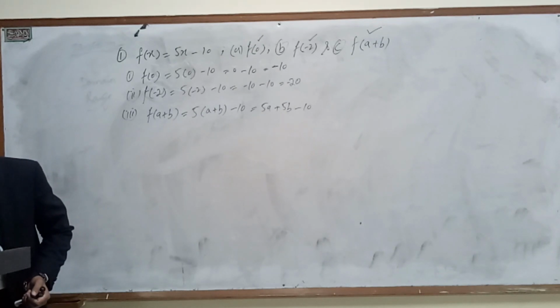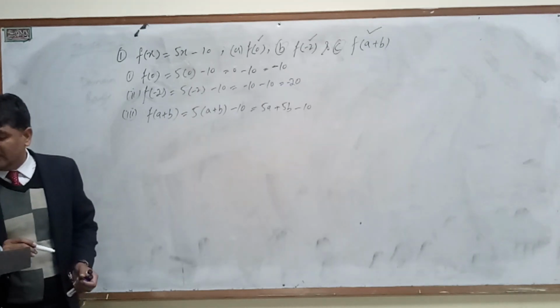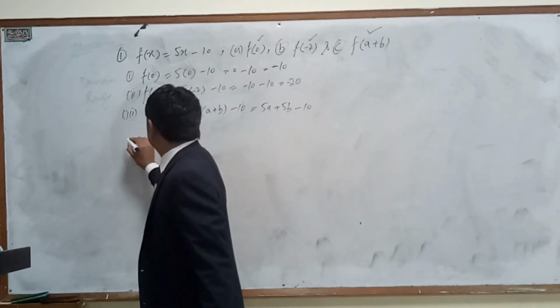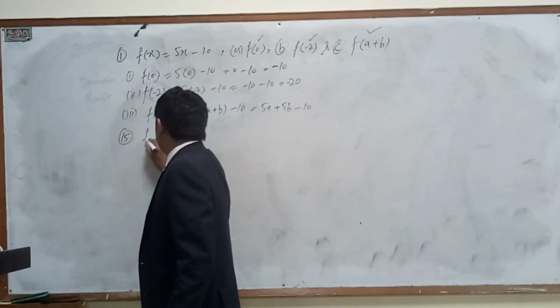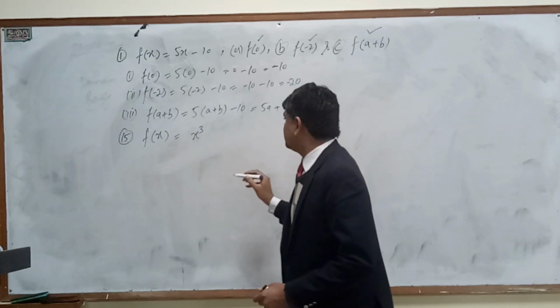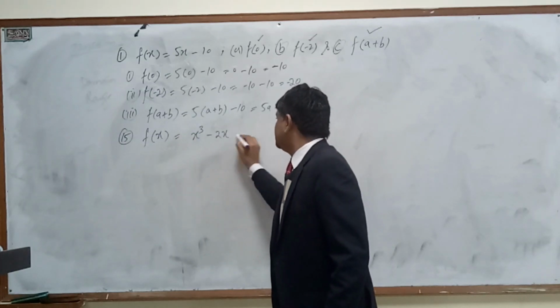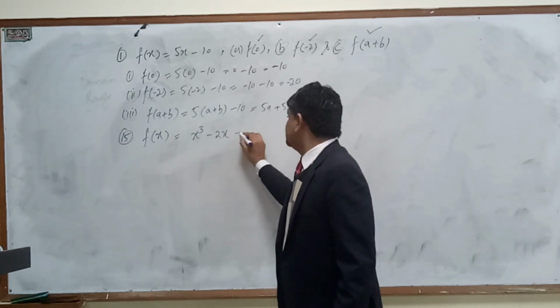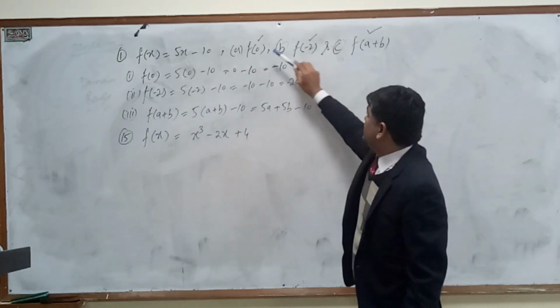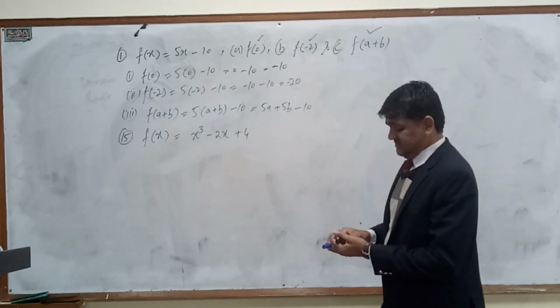If we look at question number 15, for example, 13 to 15 are all the same. Here we have the variable power. What is question number 15? f of x is x power 3 minus 2x plus 4, and we have three values of inputs: 0, minus 2 and a plus b.